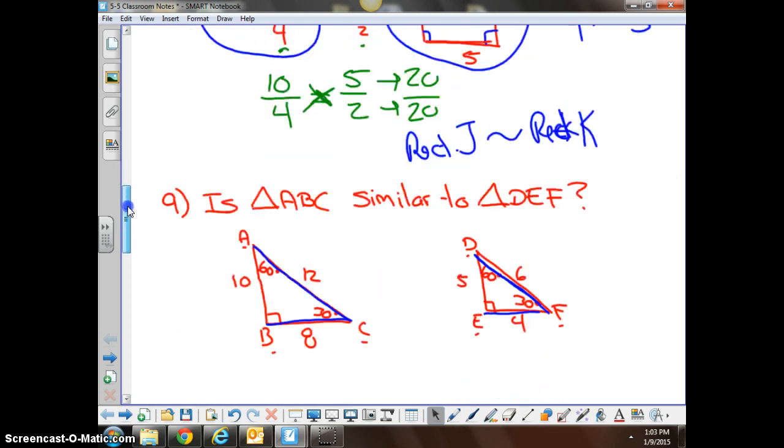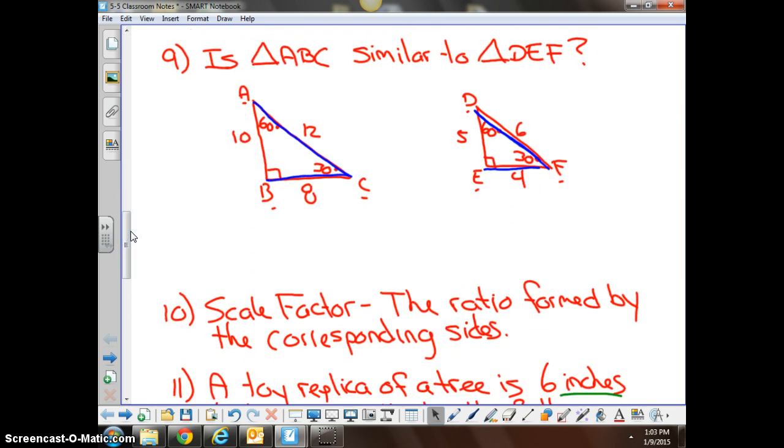Number 9, a similar problem. We are comparing triangle ABC to triangle DEF. ABC is a 30, 60, 90 right triangle, and triangle DEF is a 30, 60, 90 right triangle, so we know that the angles are congruent. Our job is to figure out if the sides are similar, if we can form proportions.